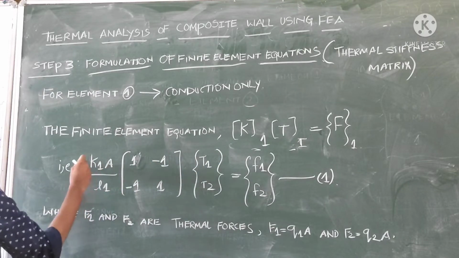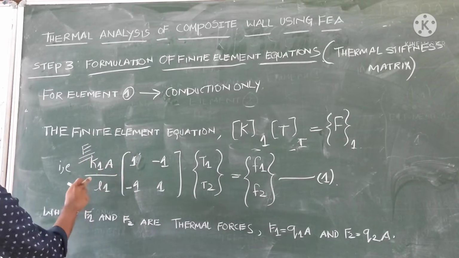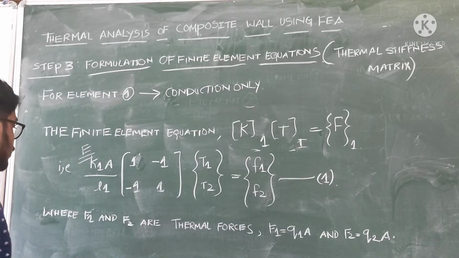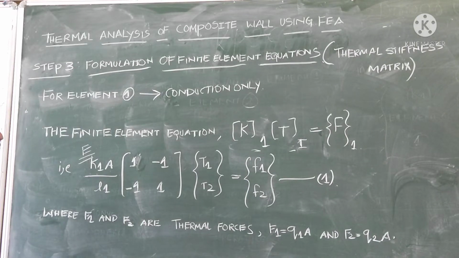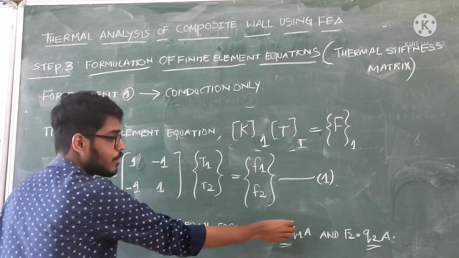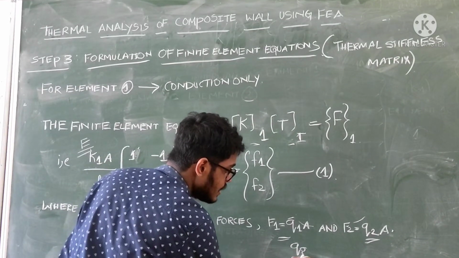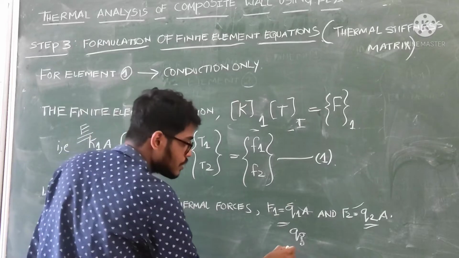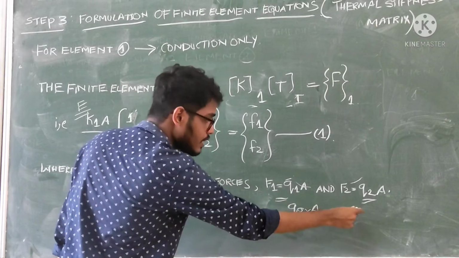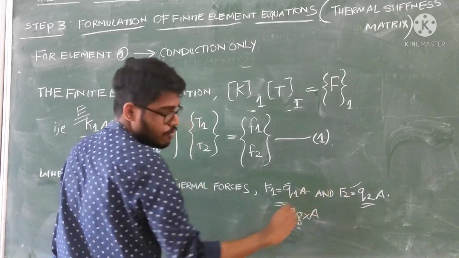K1A by L1. In structural problem here we use E. In heat transfer problem here we use K for conduction. K1A by L1, 1 minus 1 minus 1, 1 into T1, T2 equal to F1, F2. Where F1 and F2 are thermal forces, where F1 is equal to Q1A and F2 is equal to Q2A. If there is nothing mentioned about Q1 and Q2, assume it is 0. If there is a QG, that is heat generation in the wall, then we use QG into A as F. QG into A as F1. Then there is another heat generation in the second element, then QG into A as F2.